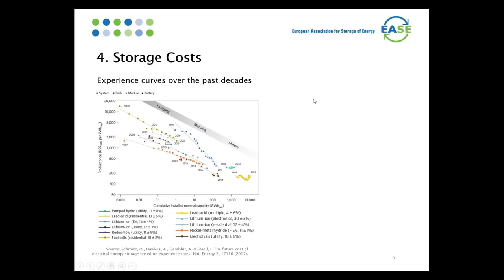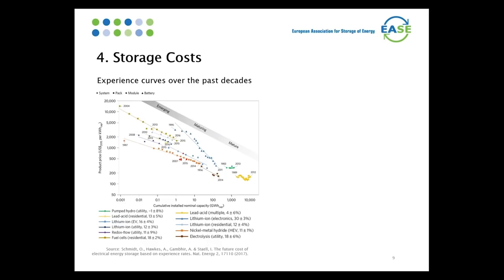A word, of course, on cost. As you have already seen, globally storage costs are decreasing, and they are decreasing with economies of scale and the level of maturity. In this chart, you see on the yellow dots, for example, lead acid, and the green ones are pumped hydro. Obviously, these are relatively mature technologies, and even with increasing volume deployed, there's little perspective, according to this study I'm showing here, to achieve further cost reductions.